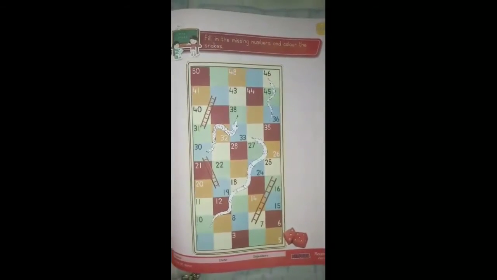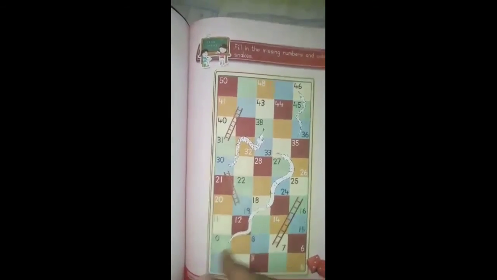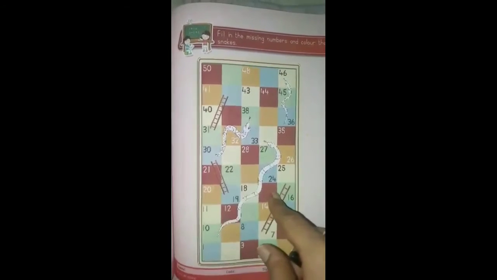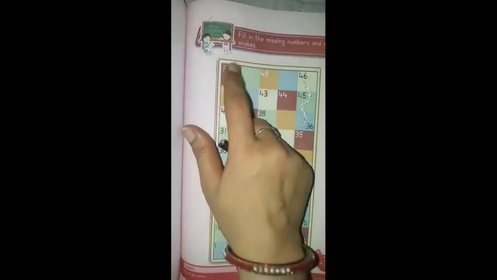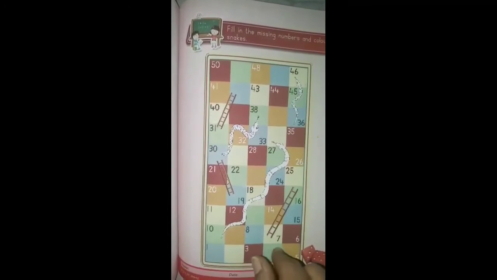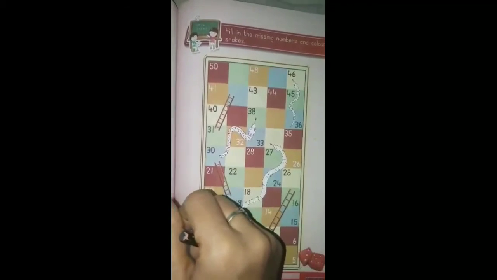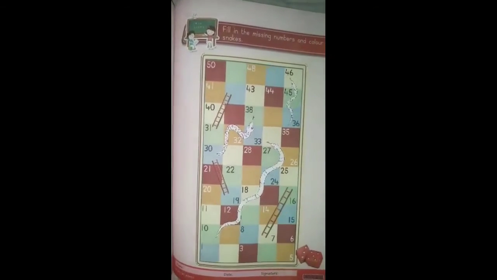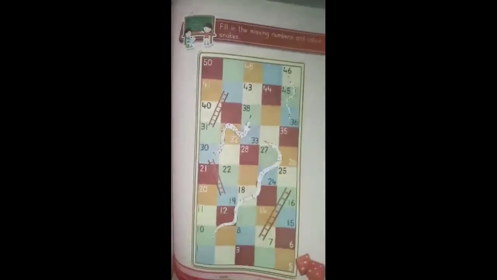Come on to the next page. Here you can see, what is this? Yes, you play a game, snake and ladder. This one is the picture of that. And here are the numbers from 1 to 50, and some numbers are missing here. So you will write the missing numbers and color the snake. And you can use a dice if you have one, and play the game also. Okay, come on to the next page.